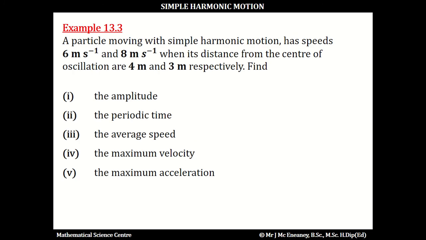So if we look at example 13.3, a particle moving with simple harmonic motion has speeds 6 meters per second and 8 meters per second when its distance from the center of oscillation is 4 meters and 3 meters respectively. We want to find the amplitude, the periodic time, the average speed, the maximum velocity, and the maximum acceleration. Now we're given 2 speeds and 2 displacements, so we're going to use V squared equals omega squared times (A squared minus S squared).